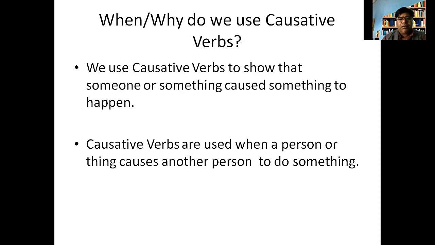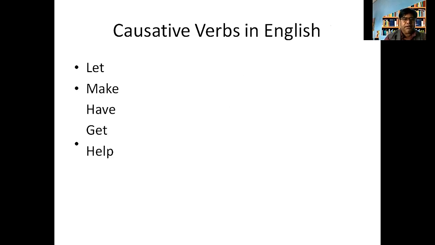So when and why do we use causative verbs? We use causative verbs to show that someone or something caused something to happen. When someone caused something to happen, in this situation we use causative verbs, and causative verbs are used when a person or thing causes another person to do something. In this situation, the causative verbs are used.